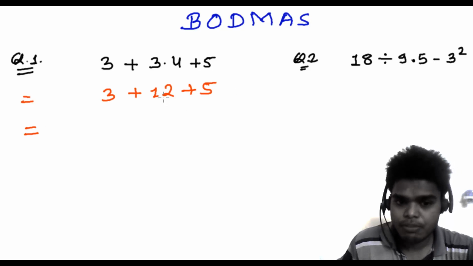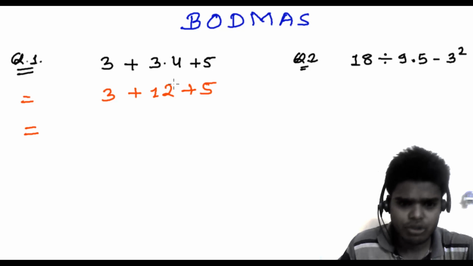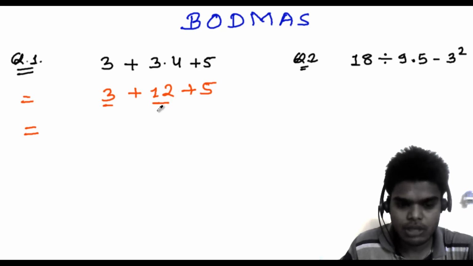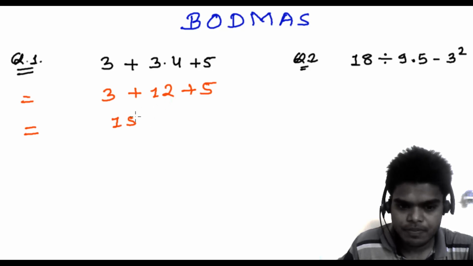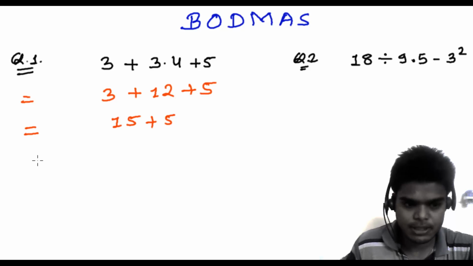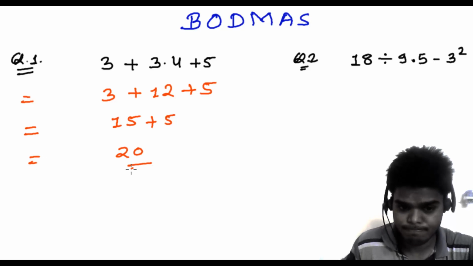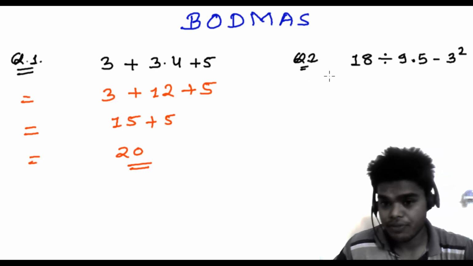Now 3 plus 12 plus 5, everything is addition. You can add at once or you can add little by little. So 3 plus 12, how much? 15. Plus 5, and 15 plus 5, that is 20. Okay, now let's go for this question.